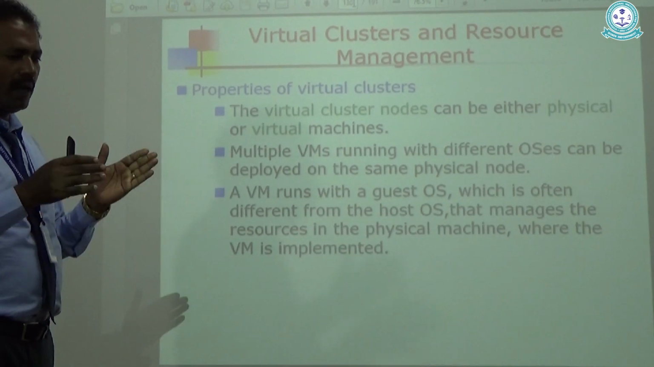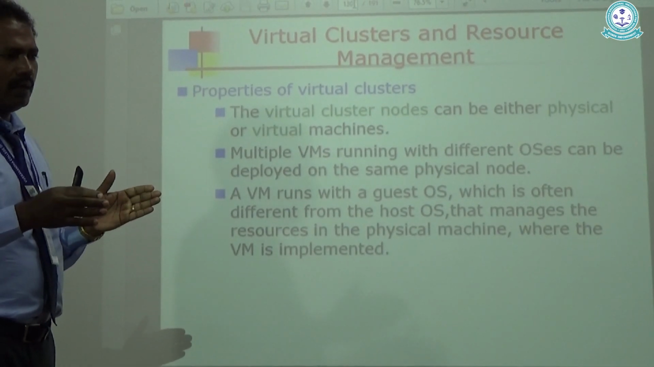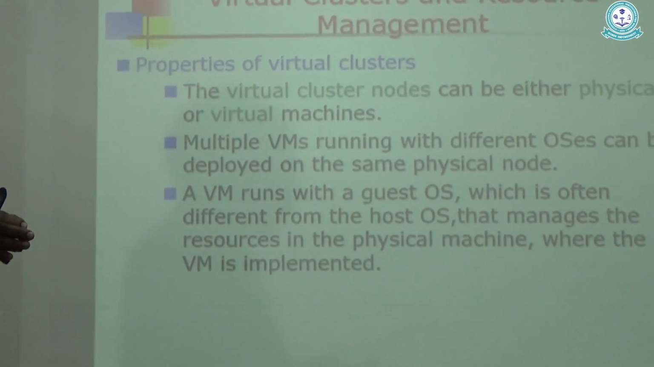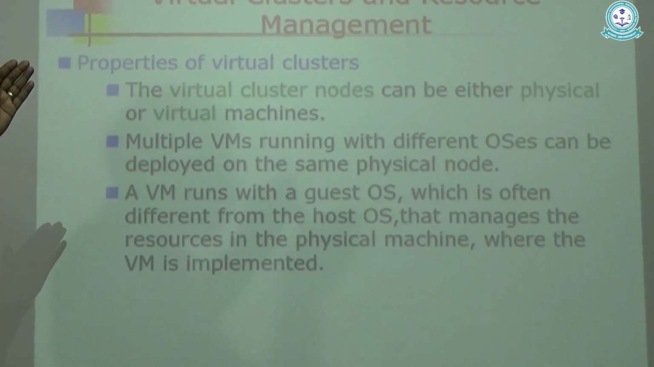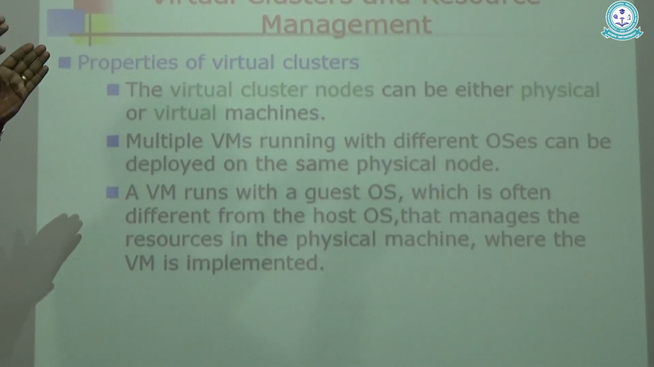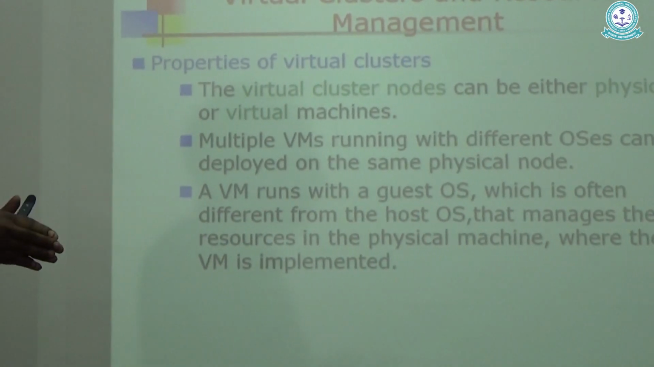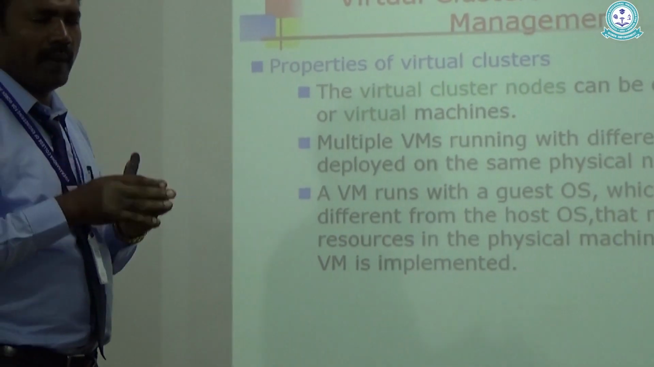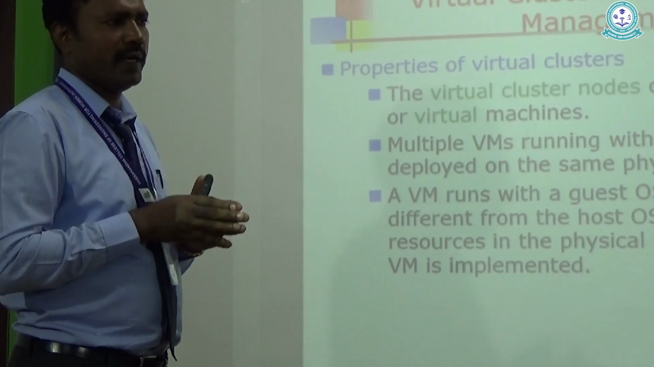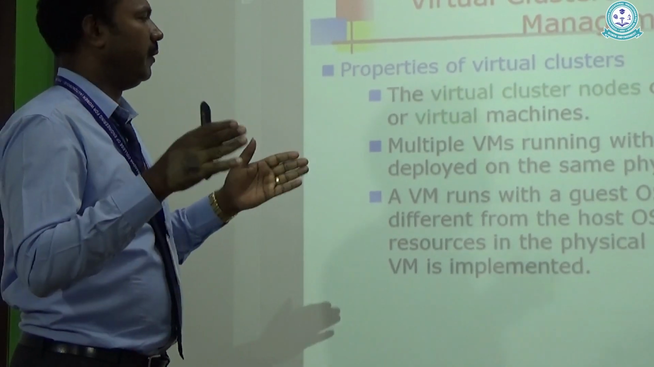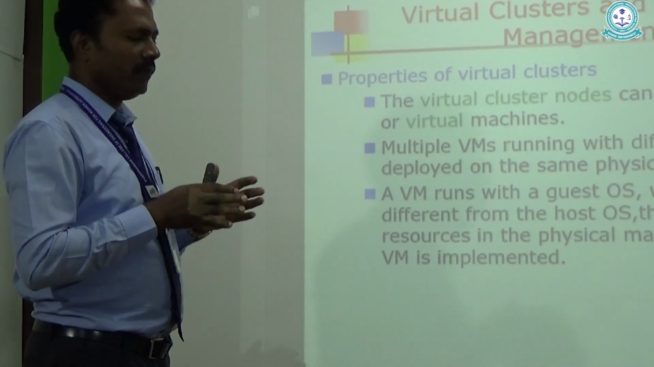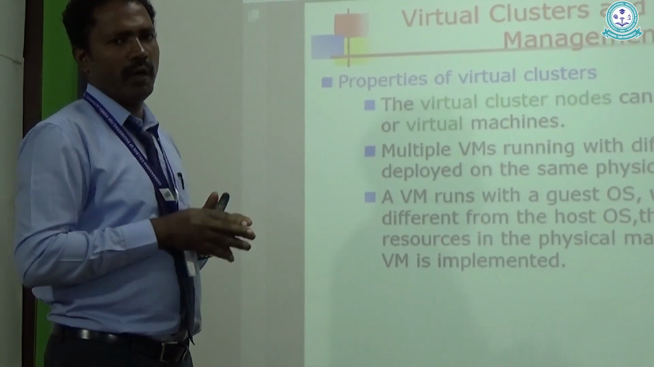That is, we have a physical machine. Over this physical machine, we have two or more virtual machines. In that case, virtual machine 1 can run with one operating system. Say for example, virtual machine 1 can run with Sun Solaris, virtual machine 2 can run with Mac OS, virtual machine 3 can run with the Linux operating system, etc. This is the meaning. So the second property says that multiple virtual machines running with different operating systems can be deployed on the same physical node.